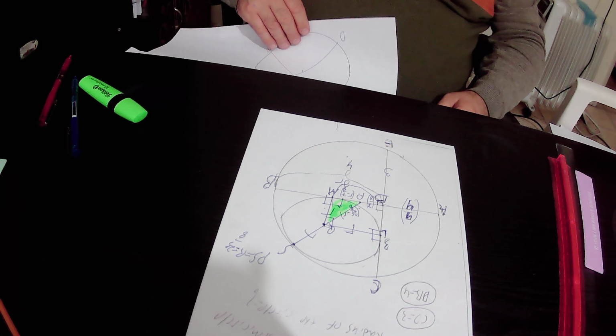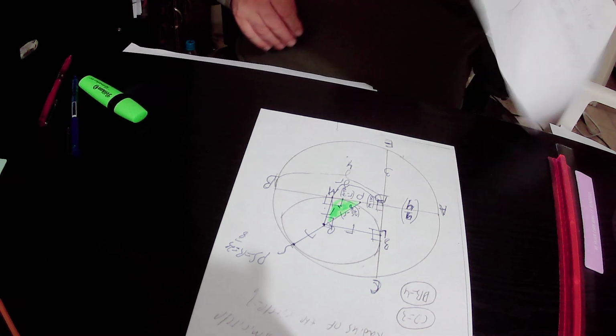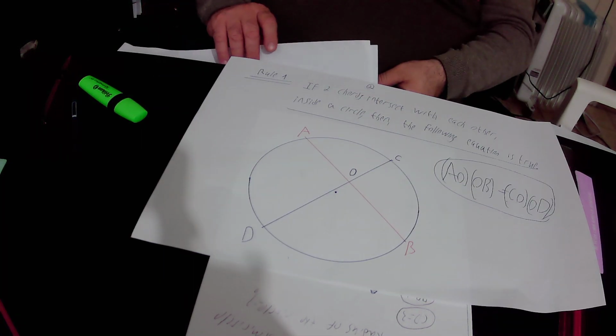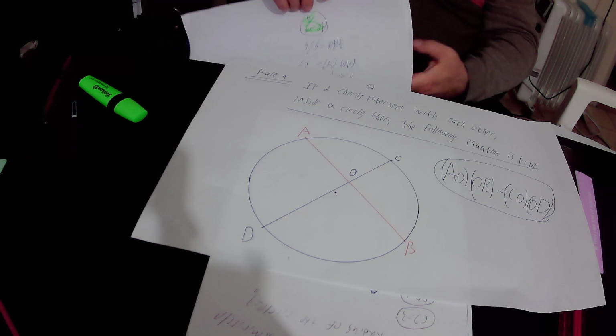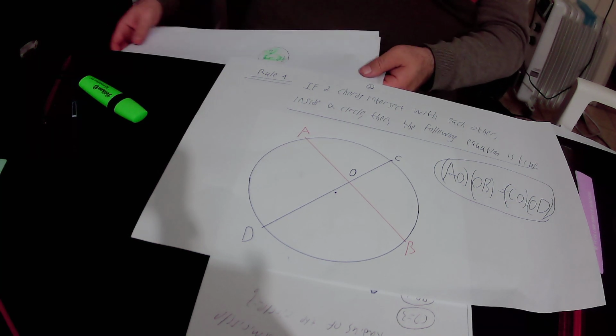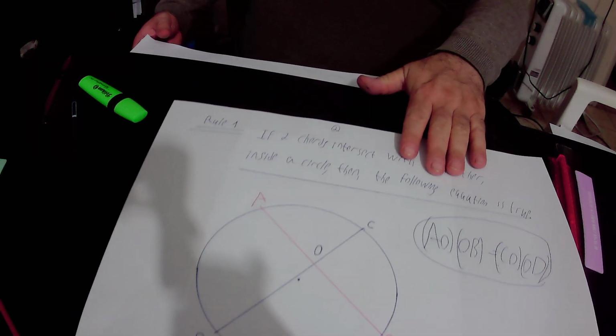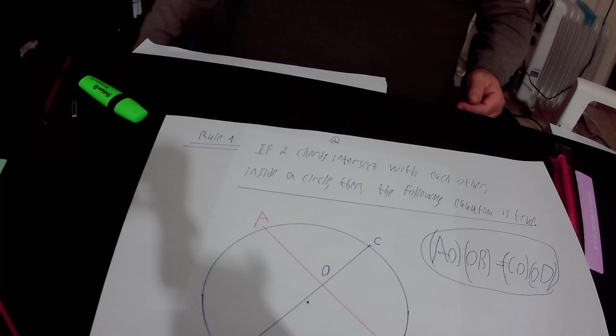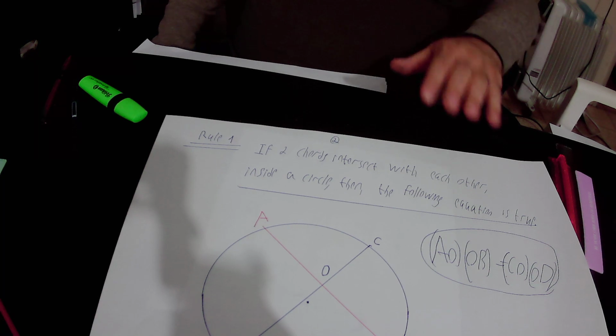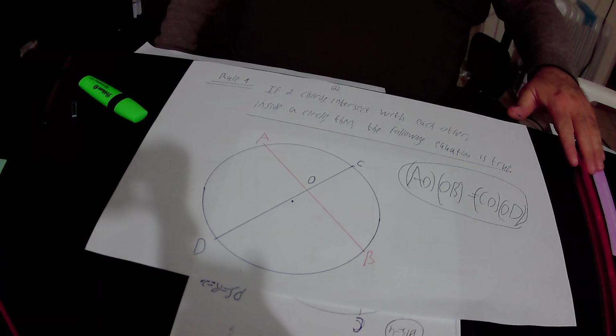And then I presented to you rule number 1. According to rule number 1, if two chords intersect with each other inside a circle, then the following equation is true: AO times OB equals CO times OD.